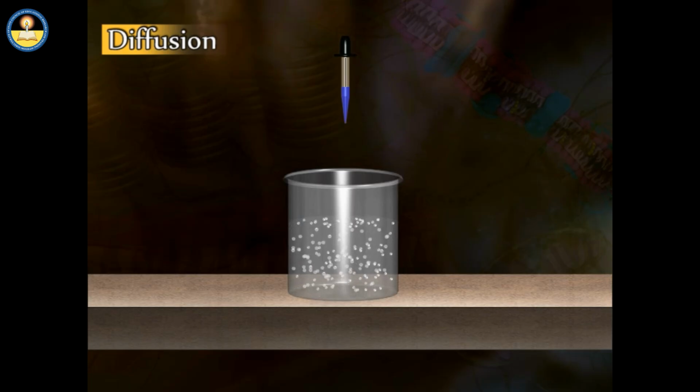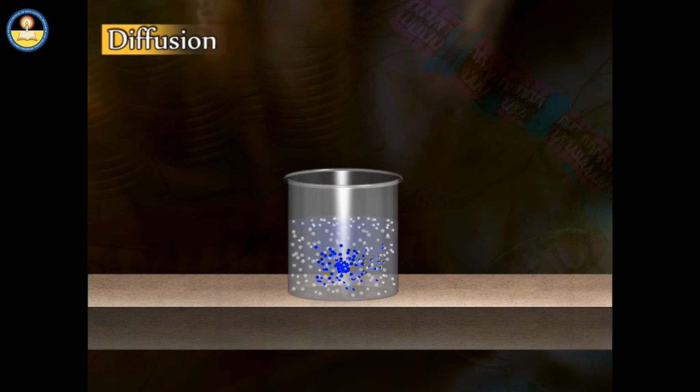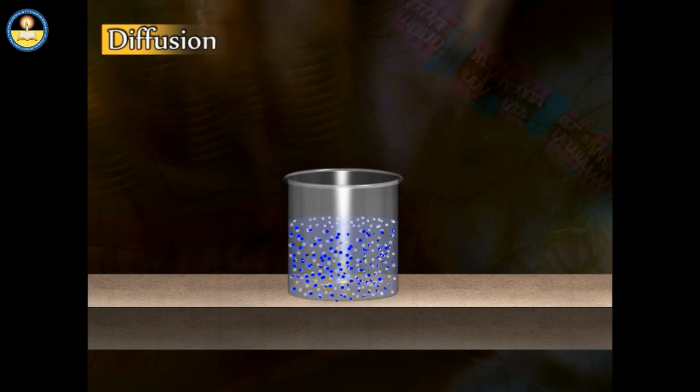For example, if you drop some ink in a beaker of water, the ink particles would end up spreading out, eventually becoming evenly spread out throughout the container of water. After this point, the ink particles would continue to move, spreading to get evenly distributed throughout the water.